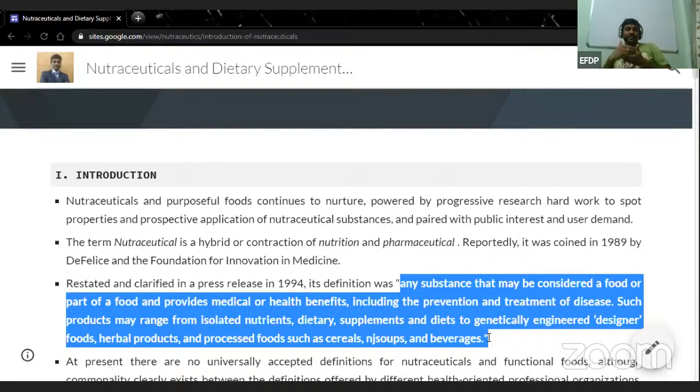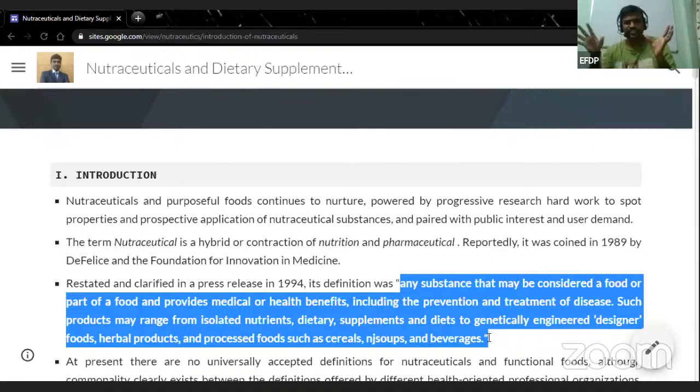So we have come to the definition of it. The definition is: any substance that may be considered a food or part of food. मतलब क्या है? फूड टोटली हो सकता है या पार्ट ऑफ फूड हो सकता है. So any substance that may be considered as a food or part of food and provides a medical and health benefit.